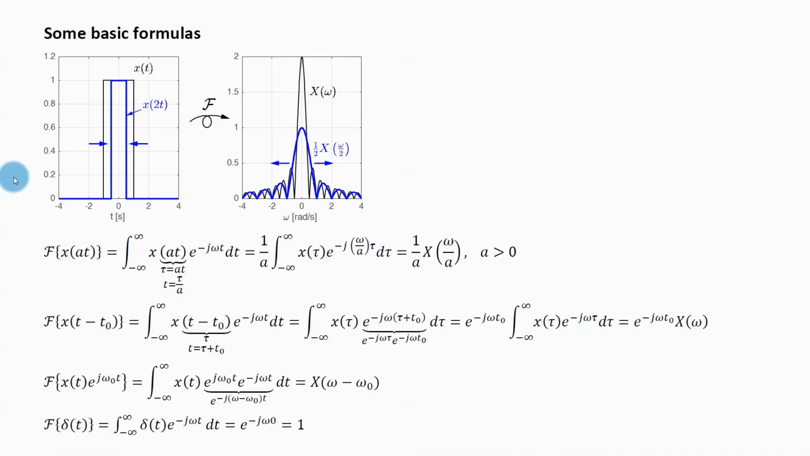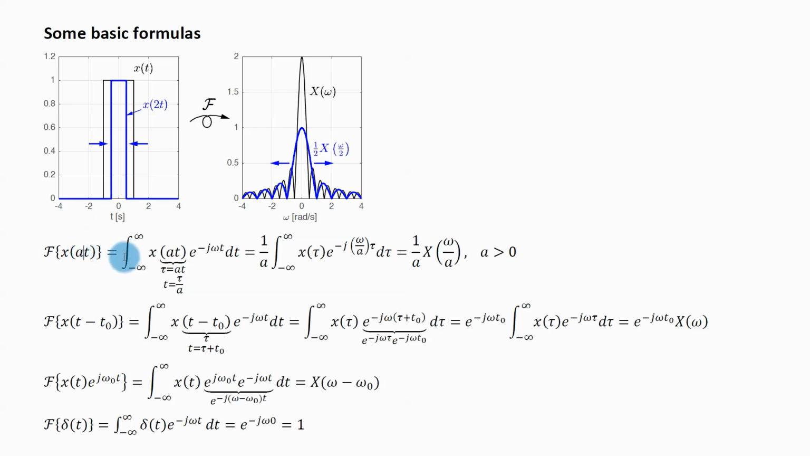Here I have some basic formulas that go with the Fourier transform. The first formula we kind of talked about when we did the continuous time Fourier transform of a pulse. There I showed you that when I make this pulse more narrow, the spectrum will get wider. I can make this signal more narrow by multiplying the time by 2. And here I have a derivation which shows you what happens when I multiply time by a general constant a.